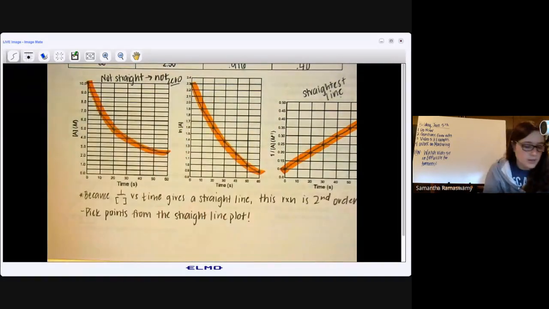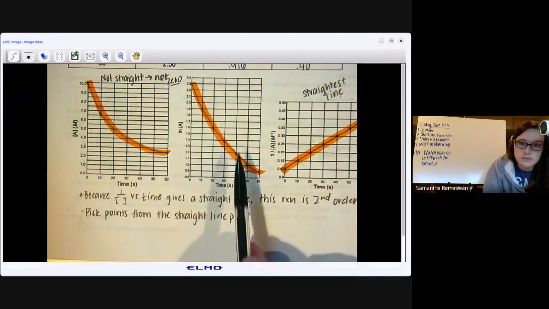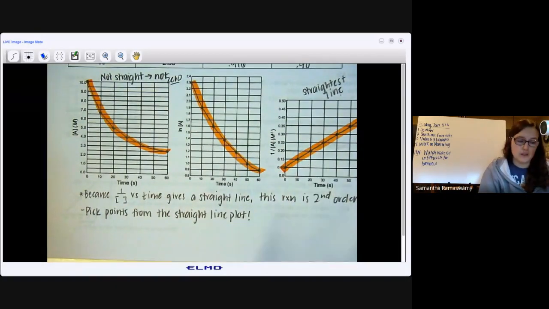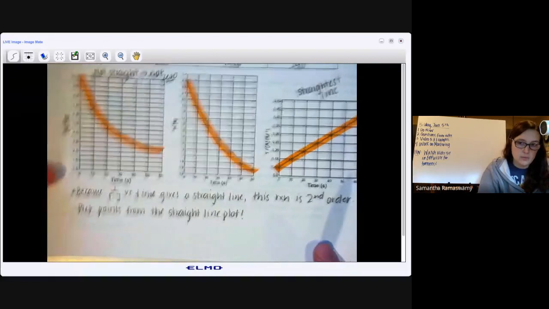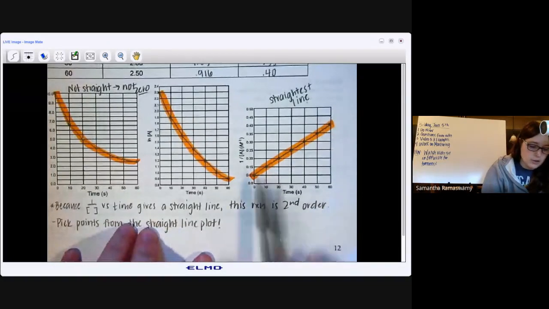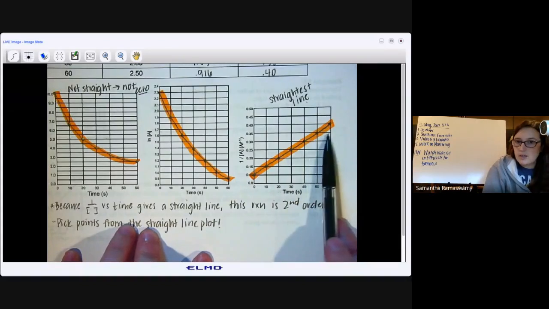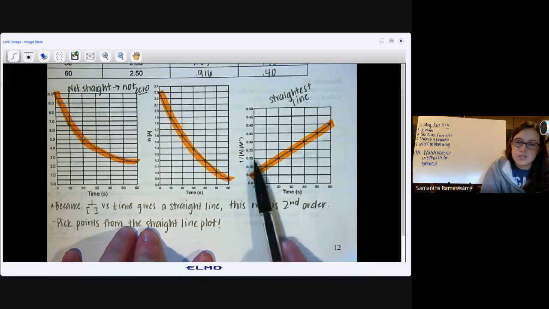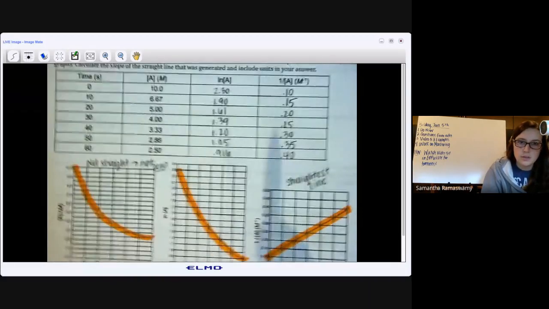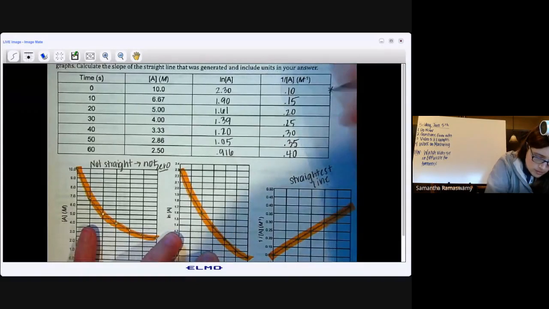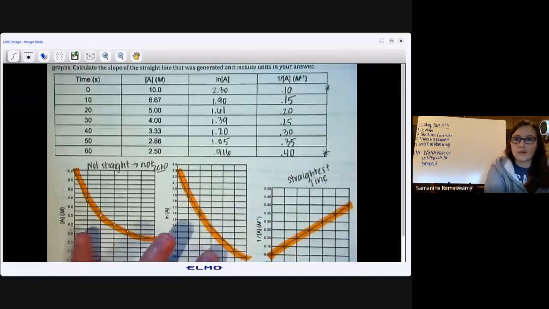I'm not going to pick points from one that's curved. I need to use my 1 over concentration information to find the slope. Now, you might look at this and you're like, okay, well, should I just pick points from here? Yeah, you can. But what happens if your scales are difficult to read or it's hard to estimate? Well, look up here. Here are your points. There's your point.